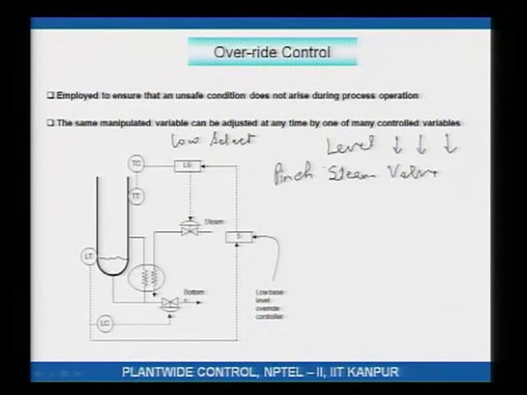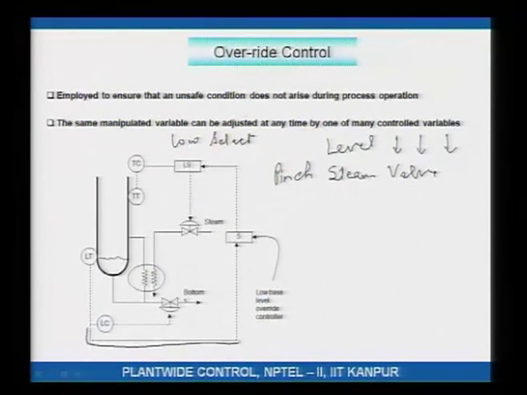Ordinarily the steam valve is being moved to hold a tray temperature constant, but should the level go below and continue to go down, you would like that the steam come under level control. So, what then you would like is that the steam valve should be pinched, so that less steam is given, and as less steam is given, there will be less boil up, and so the level will come back up. So, this is implemented here in this way.